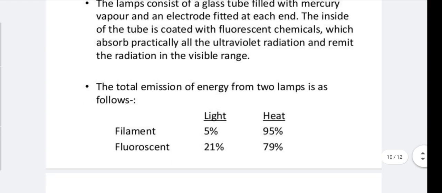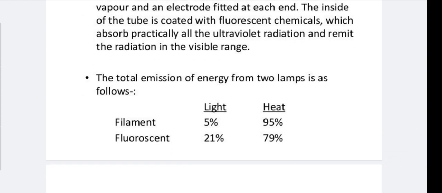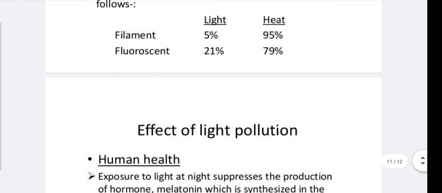So when comparing the energy emitted from each bulb, you can divide it into light and heat. In the filament lamp, there will be 5% output of light and 95% heat, and in the fluorescent lamp 21% of light will be output and heat is 79%.